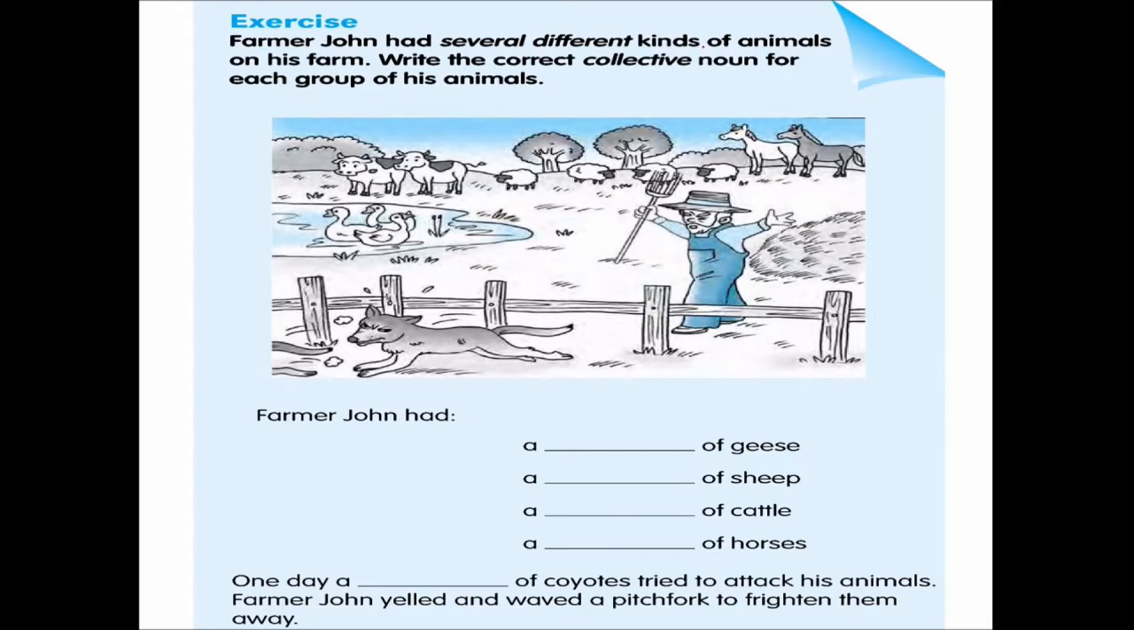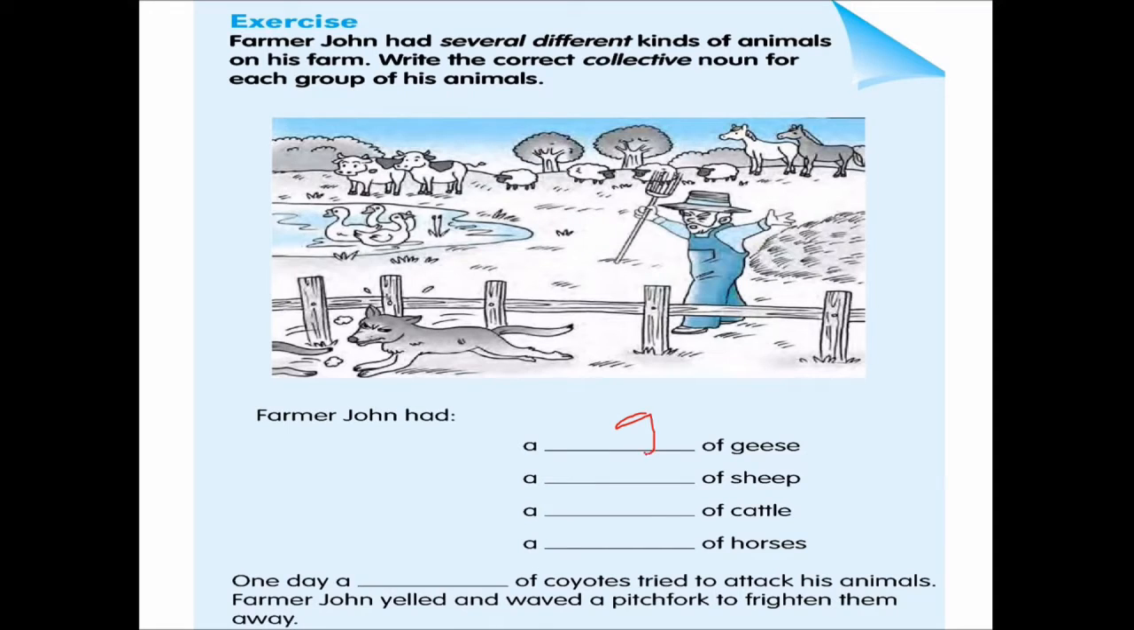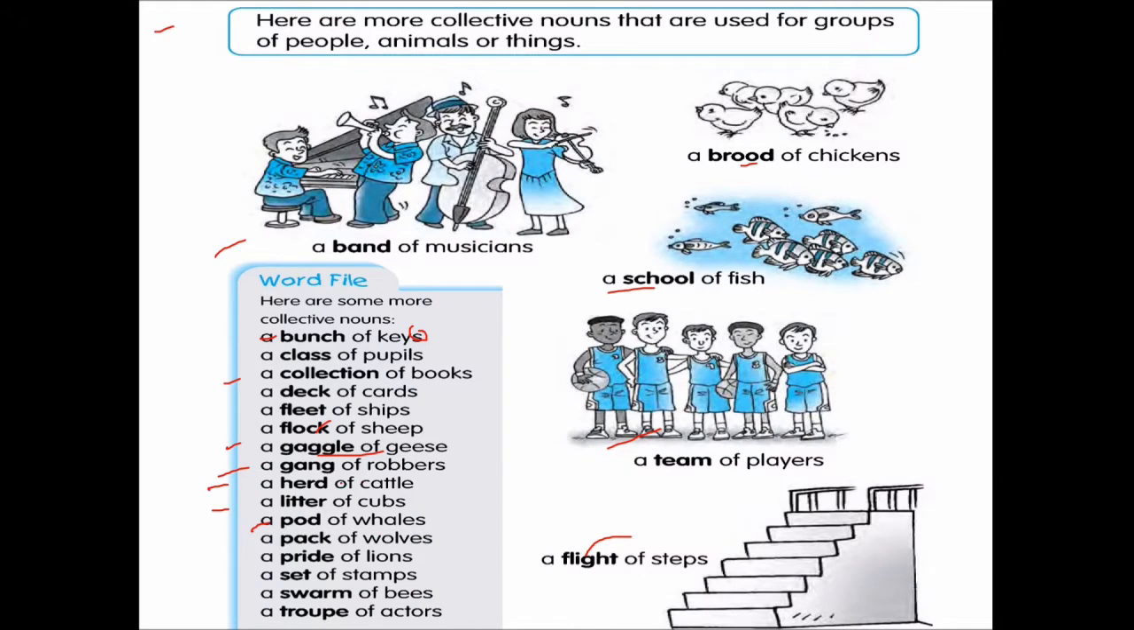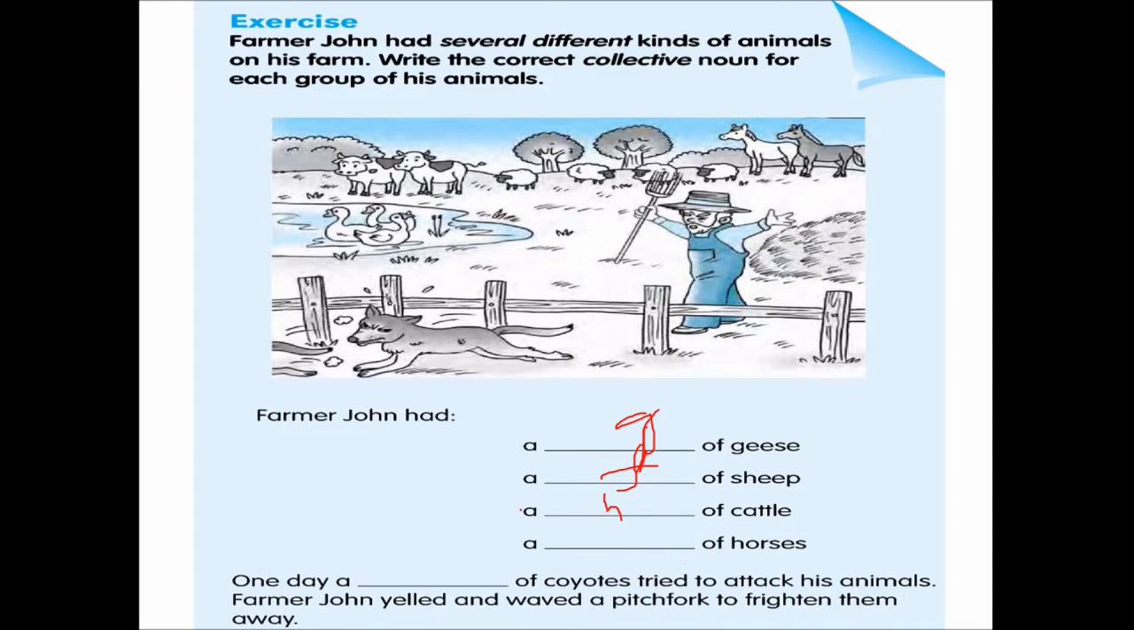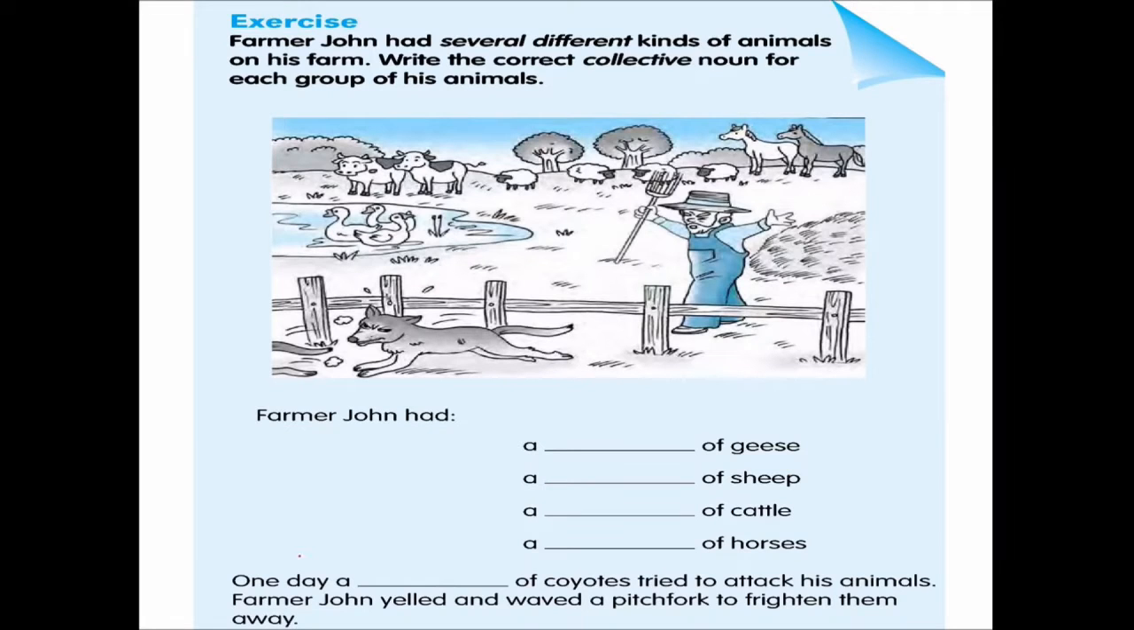So we have an exercise. Farmer John had several different kinds of animals on his farm. Write the correct collective noun for each group of his animals. Farmer John had a gaggle of geese, a flock of sheep, a herd of cattle. Then a group of horses, and one day a pack of coyotes.